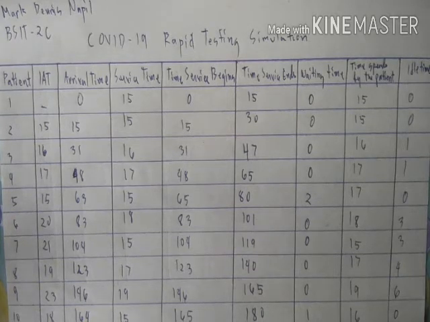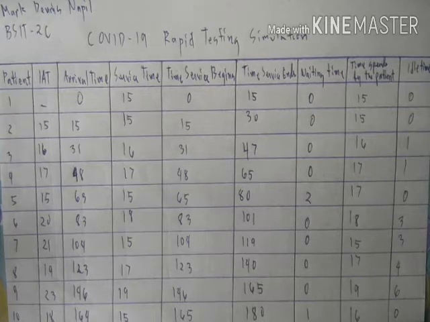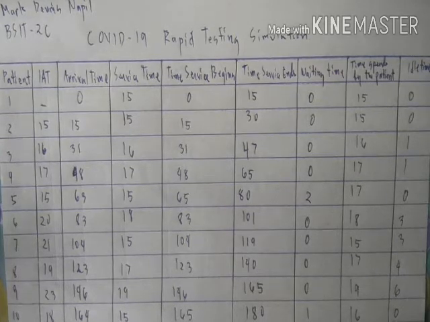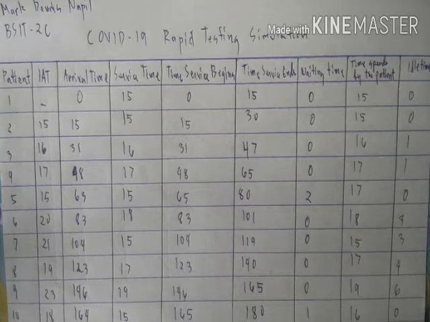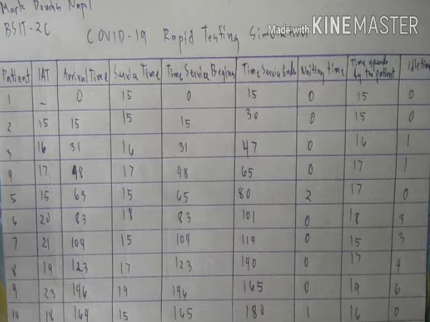The second patient arrives at 15 minutes. So the system ends at 15 minutes. So there's no resting time for the system. So the idle time is 0.